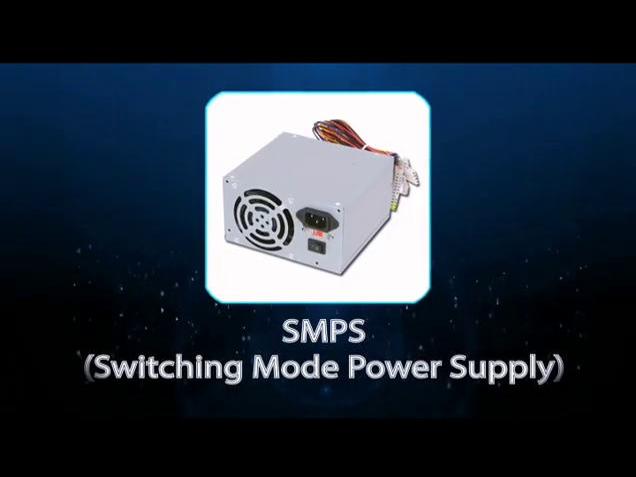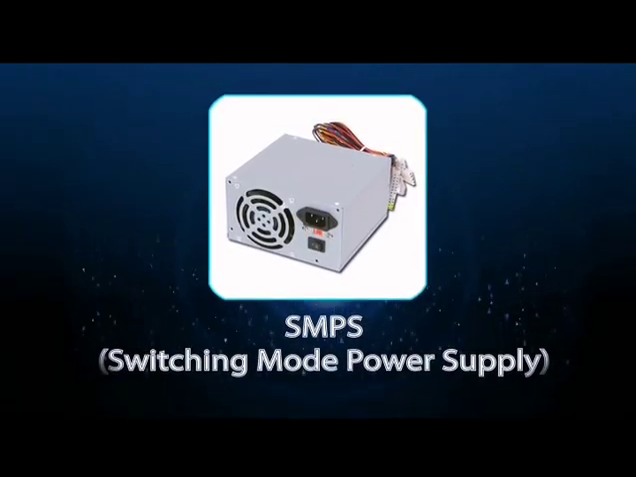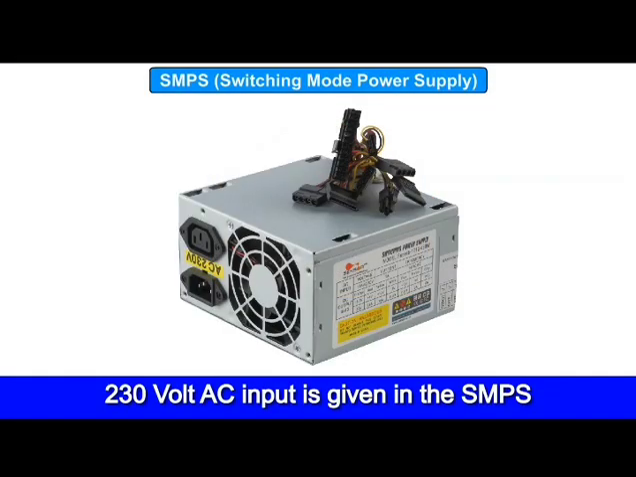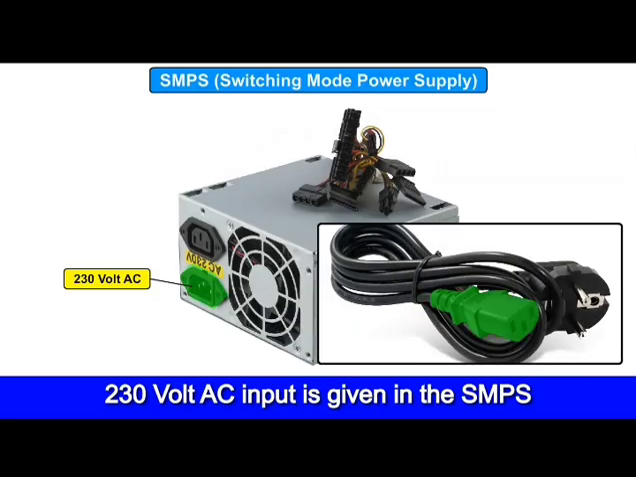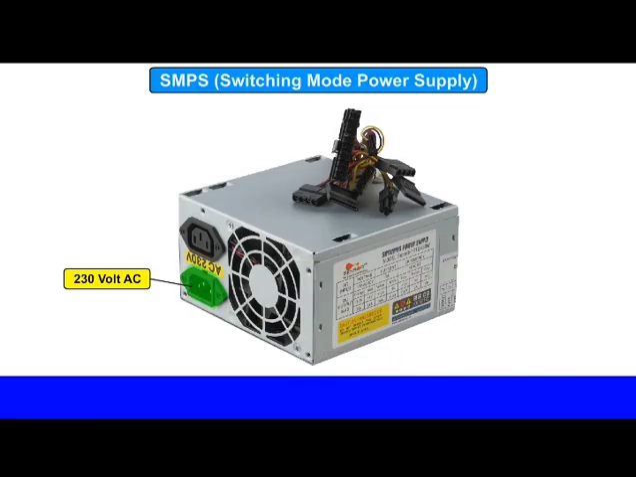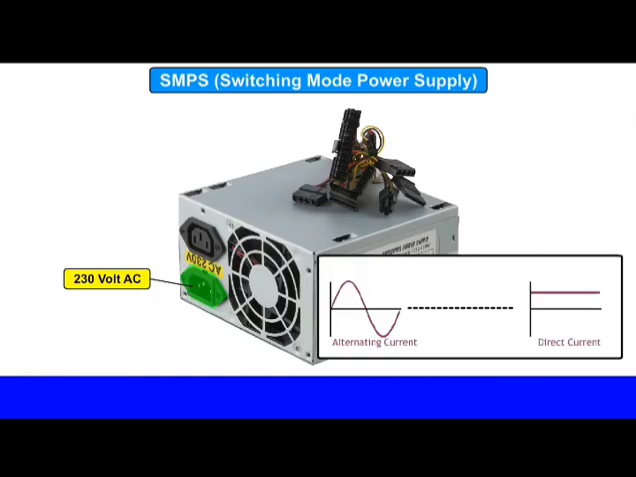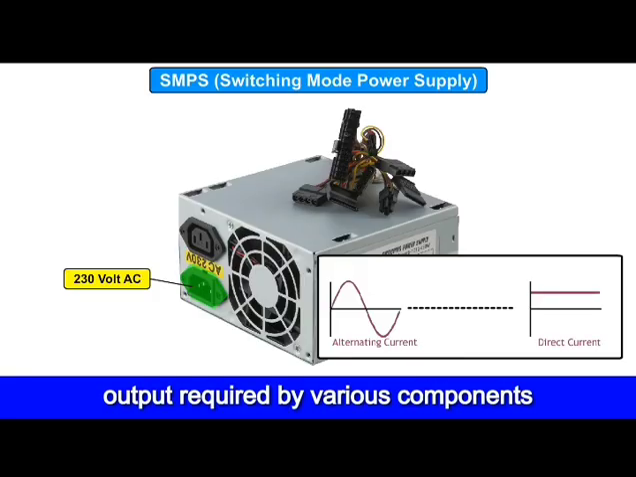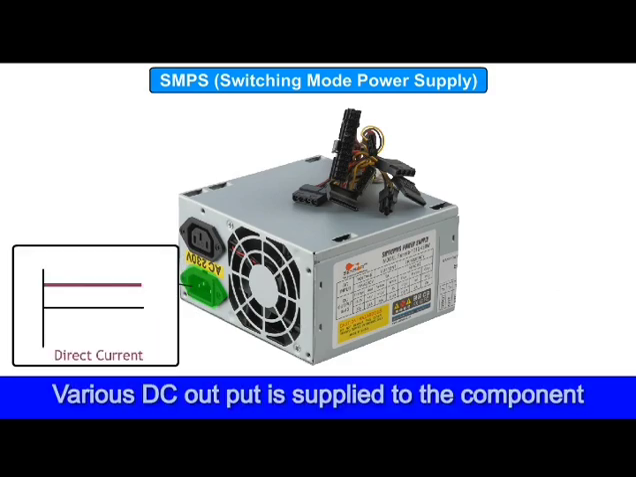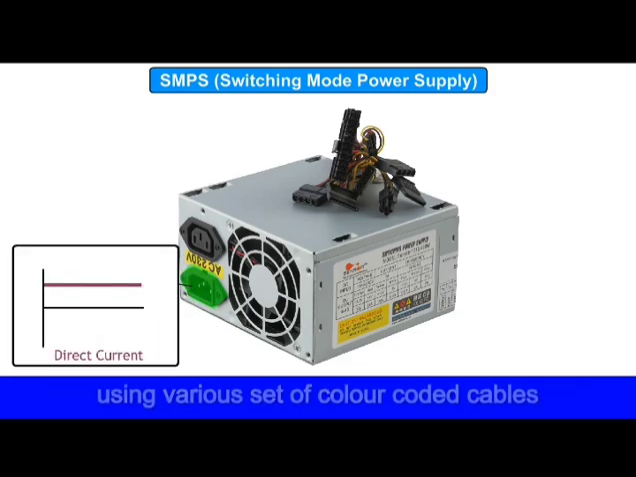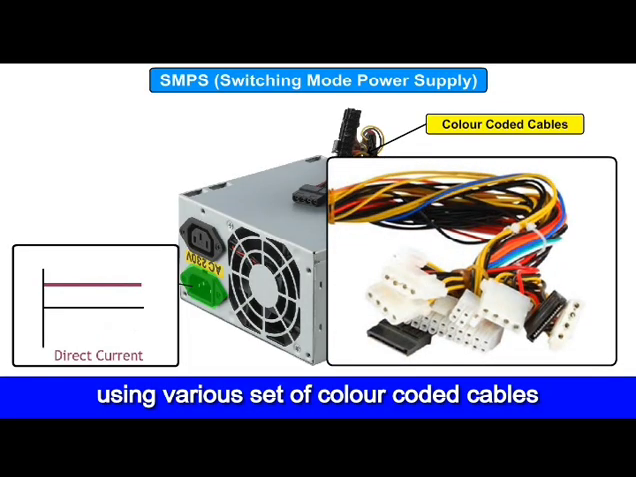SMPS, Switching Mode Power Supply. 230 volt AC input is given in the SMPS. SMPS converts 230 volt AC in DC output required by various components. Various DC output is supplied to the component using various set of color-coded cables.